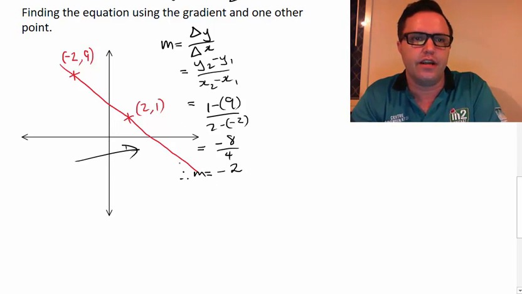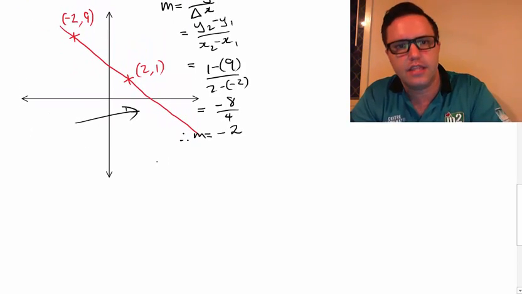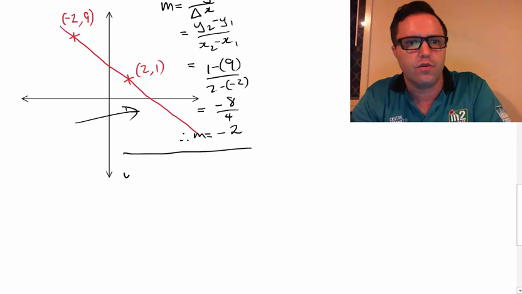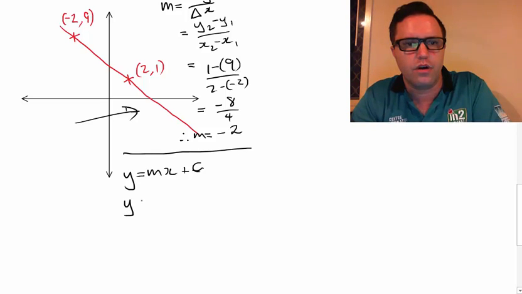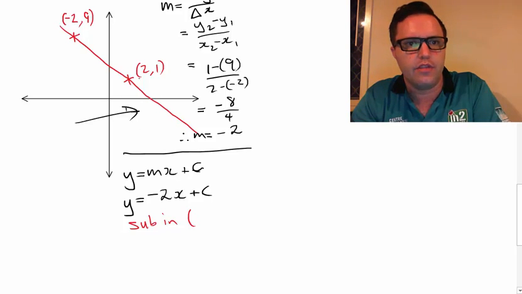Now, how do we find our c value? Because it's not actually been given to us. So let's think about our equation. So we've got y equals mx plus c, right? We've got our m value, so let's sub that in. So y equals negative 2x plus c. Now, what we do now is that we substitute in either of these 2 points.